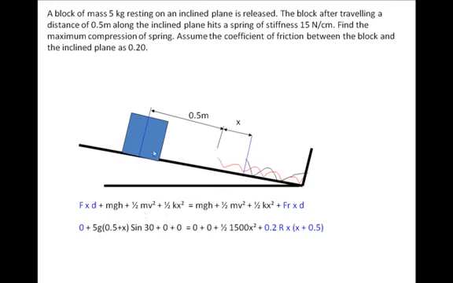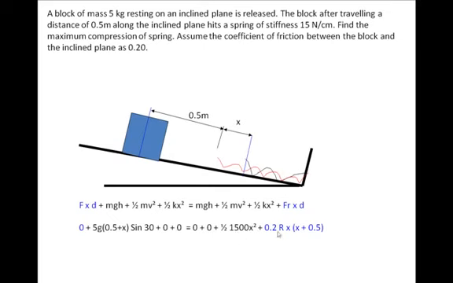Then half mv square is 0 because the block is at rest, and half kx square is 0 at this position because when the block is at this position, the spring is untouched and therefore neutral, and therefore x is 0. Right side, when the spring comes here, mgh is lost, so mgh is 0. Half mv square is 0 because the body stops. Half kx square is half 1500 into x square, where x is the compression of the spring. Note that we have taken k as 1500 just for the units. It's 15 Newton per centimeter. The rest of the things are in meters. So it's 1500 Newton per meter.